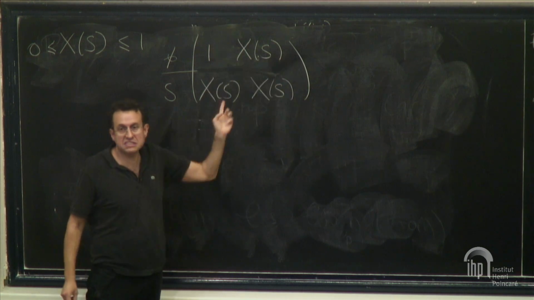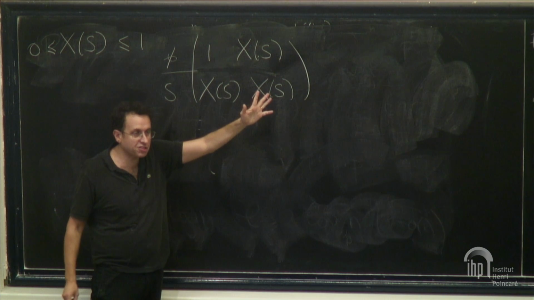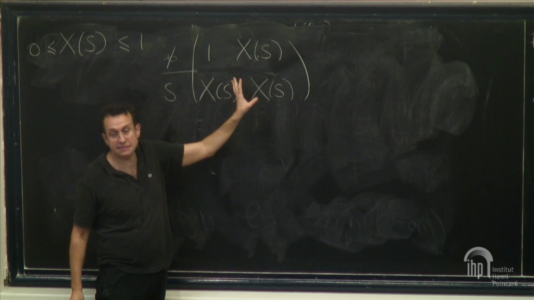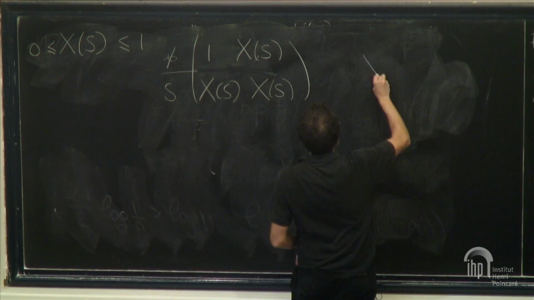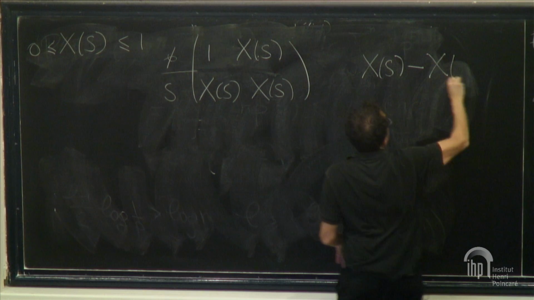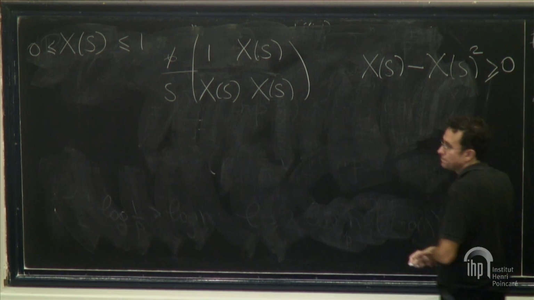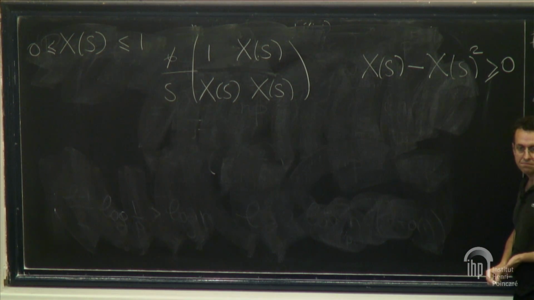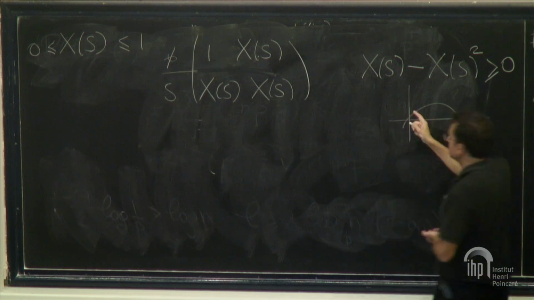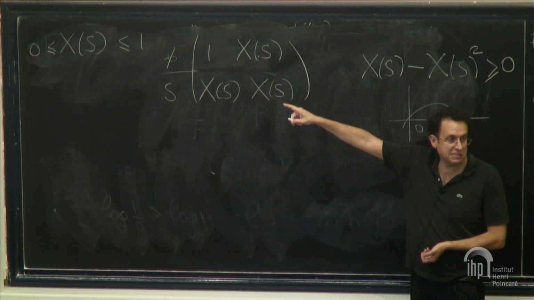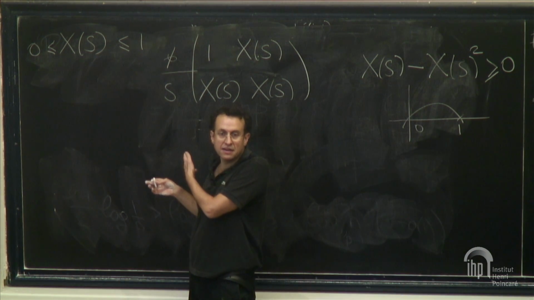Now you want this submatrix to be PSD, because you imposed that the original M was PSD, therefore this submatrix is also PSD. But what does it mean that this matrix is PSD? It means that x_S minus x_S squared is bigger than 0. But this is exactly the function x minus x squared. So this is exactly the statement that x_S is between 0 and 1. So this constraint is actually implied already by the hierarchy.